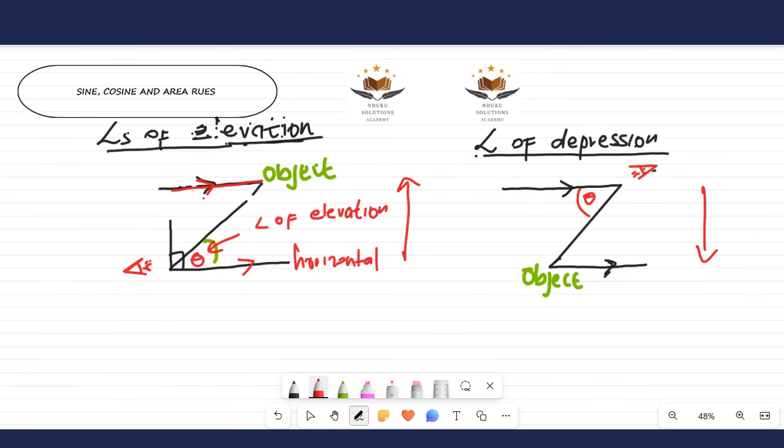Please also note that your angle of elevation is always equal to the angle of depression.